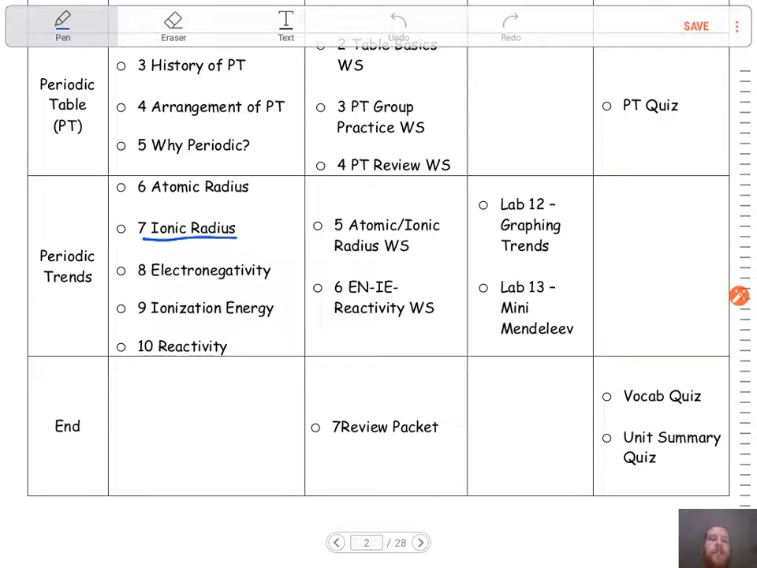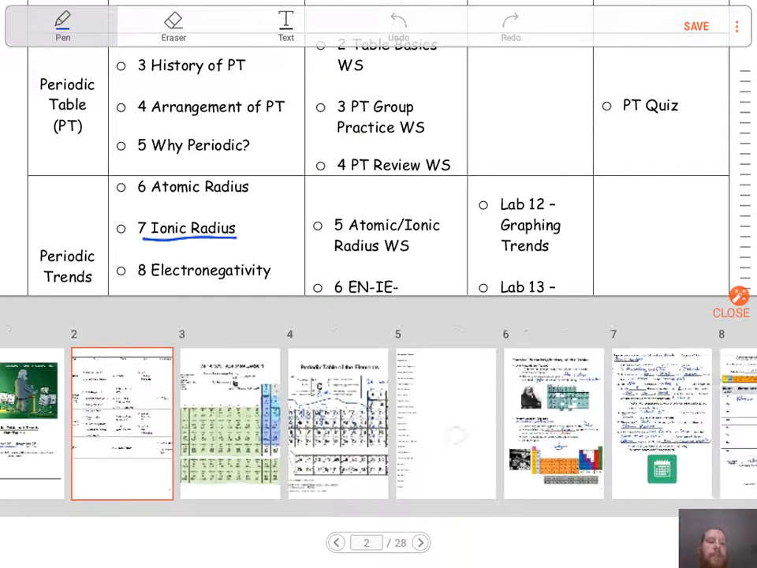Hey guys, this is Unit 4, Video 7. We're going to be talking about ionic radius in this video. Kind of piggybacking off of our last video, which was on atomic radius, it's going to be very, very similar to it, but we'll see how it differs.